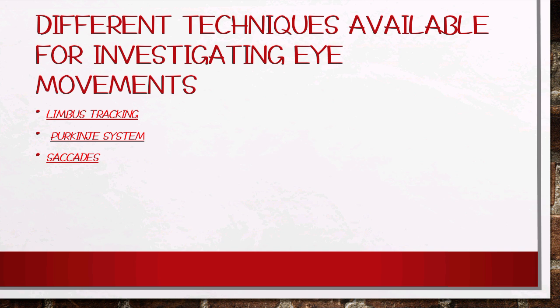Next are saccades. Saccades are the rapid, ballistic movements our eyes make to shift our gaze from one point to another. They are the primary way we scan text during reading. For example, when reading a sentence, our eyes make a series of saccades, jumping from one word to the next.